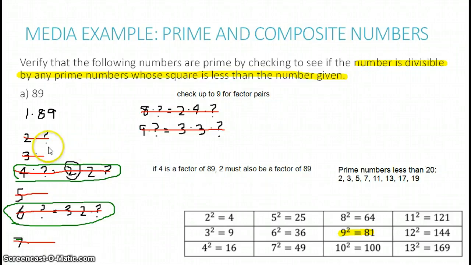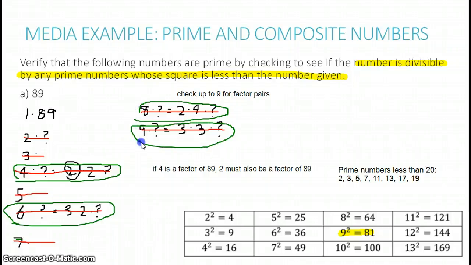Okay? But even more than that, we didn't need to check 4, 6, 8, or 9. We checked them just in this first example just to verify why we didn't have to check them. And the reason is that they had a prime factor which is going to be less than itself, okay, because any prime number factor has to be less than or equal to the number.